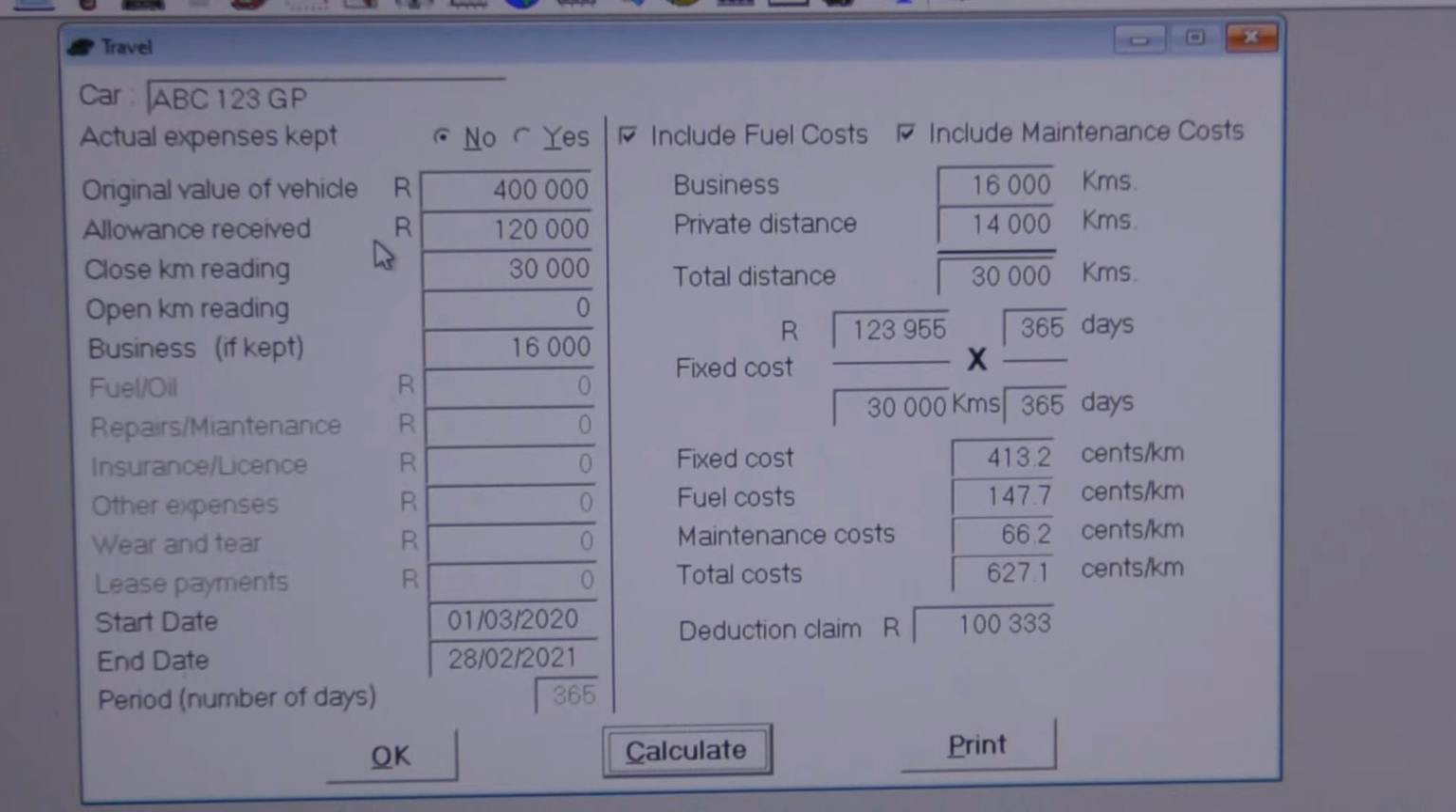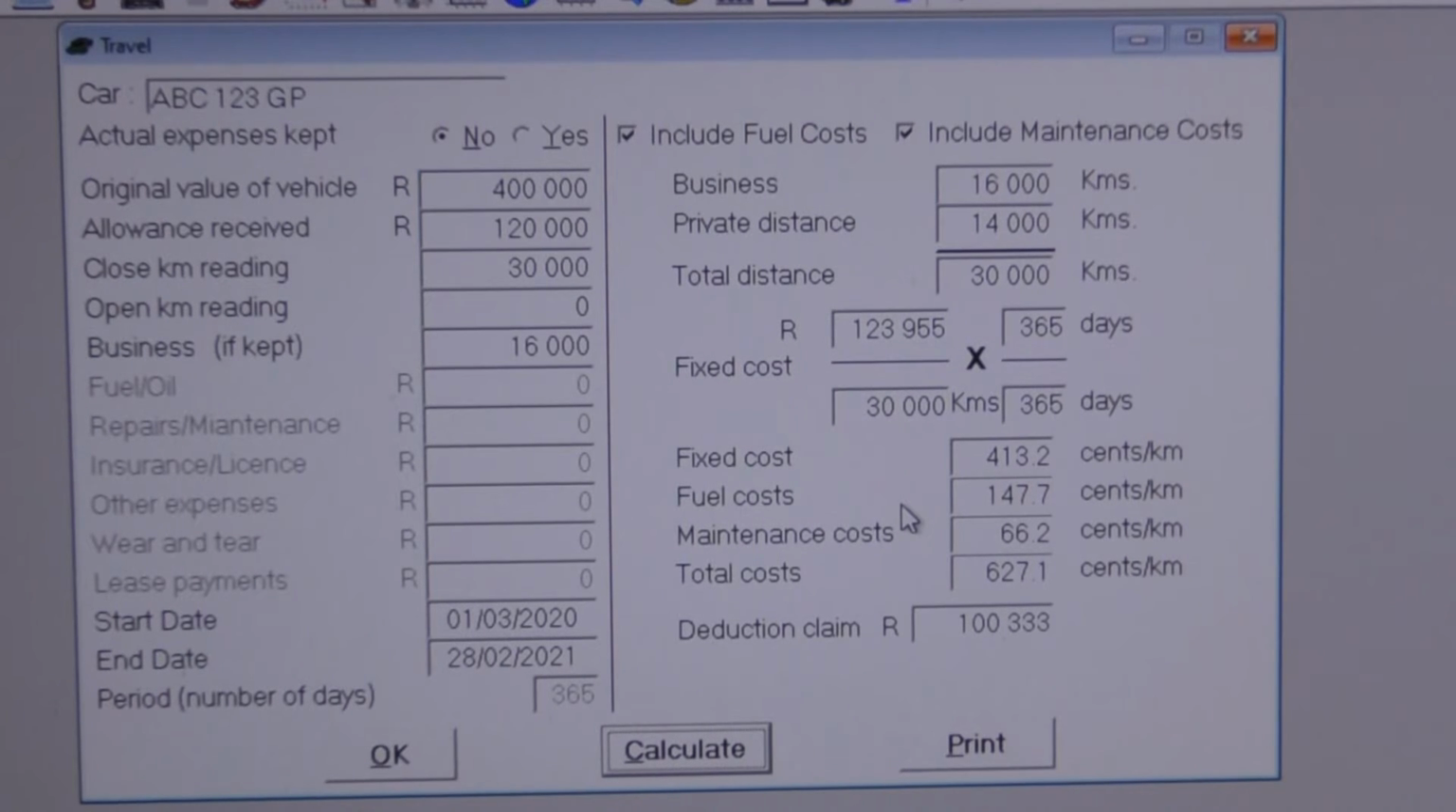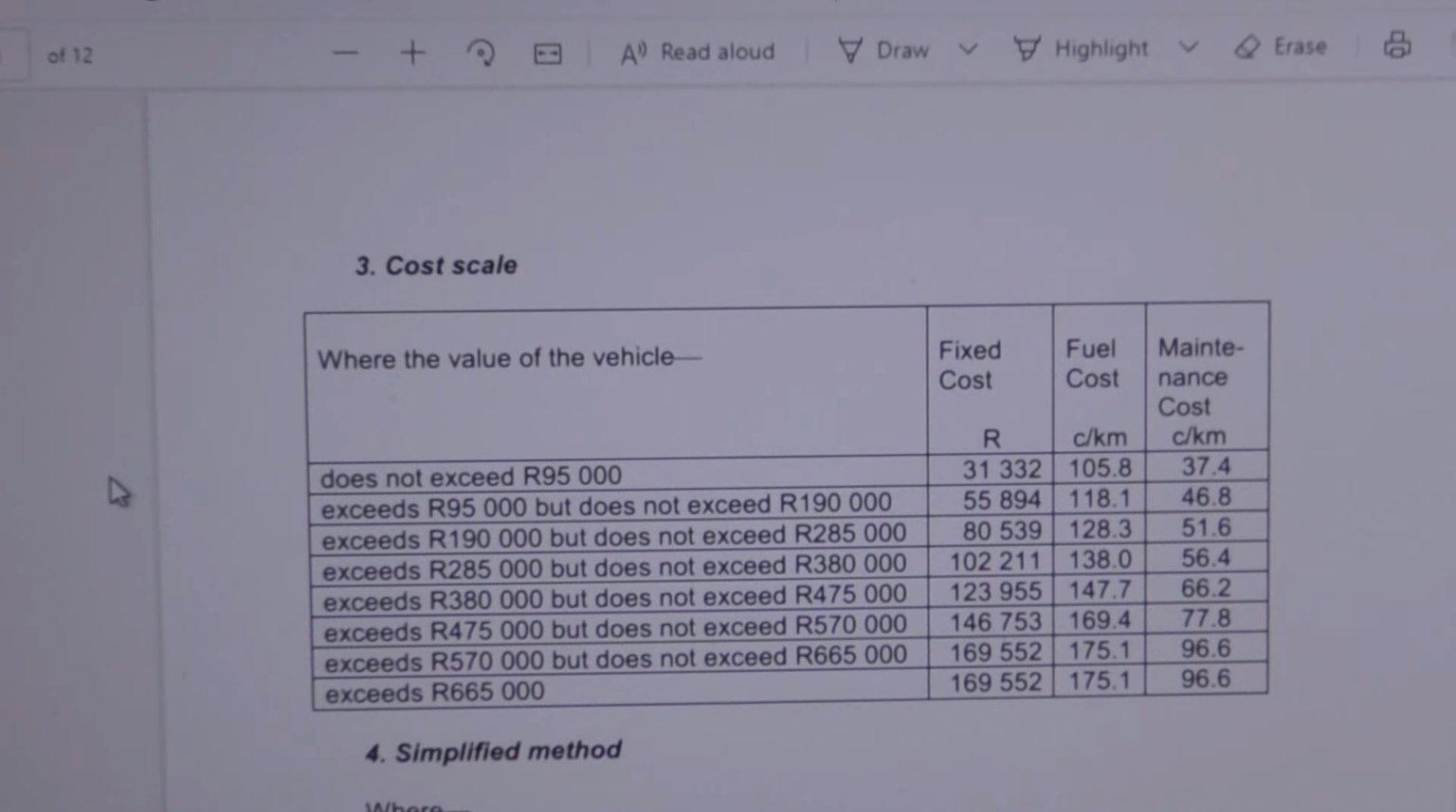The thing to remember here is that SARS will only give you a claim for business distance travelled. SARS will not give you 1 cent for private mileage. The fixed cost, fuel and maintenance cents per kilometres are built into the program, so the deduction claim is calculated and displayed for us. Let's have a look at these tables released in the Budget Pocket Guide. These are SARS's tables for the different car values, showing the fixed costs, fuel costs and maintenance costs.